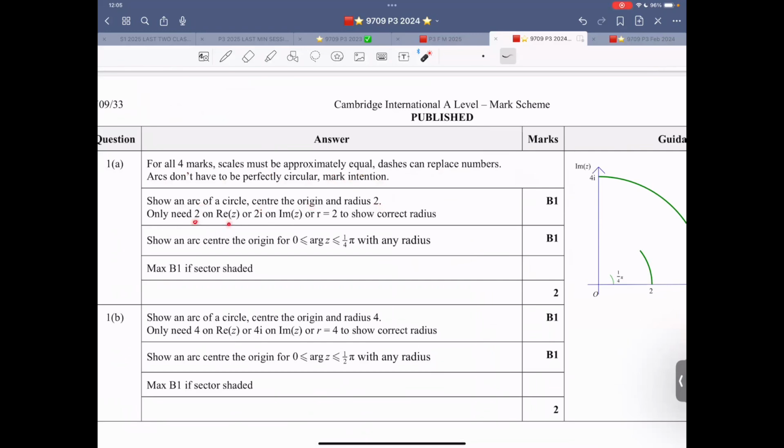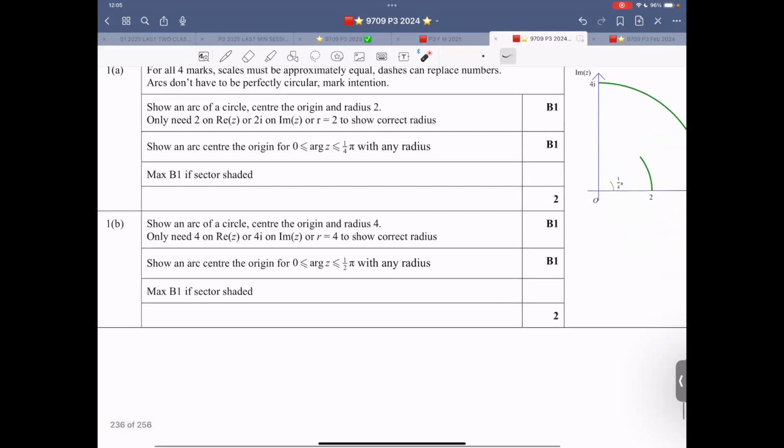Only need 2 on the real part, 2i on the imaginary part. Show an arc, center origin, such and such. And mark B1 if the sector is shaded. So that means 1 mark will be lost. Maximum B1 if the sector is shaded. So there are 2 parts. 1 mark will be given, 1 mark not.